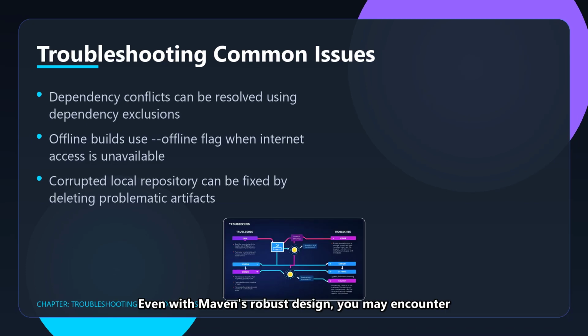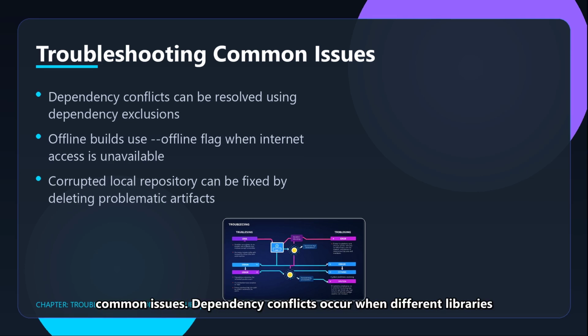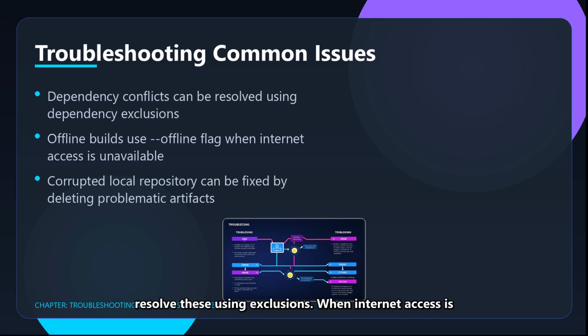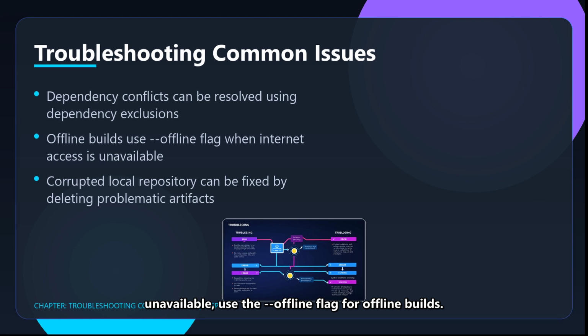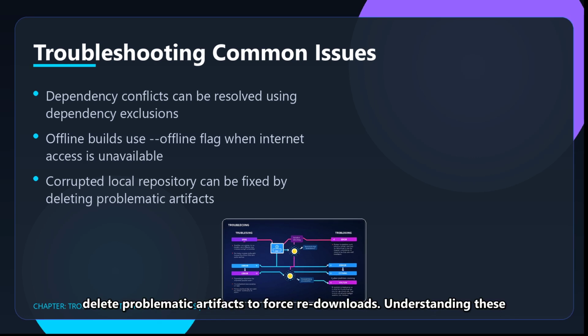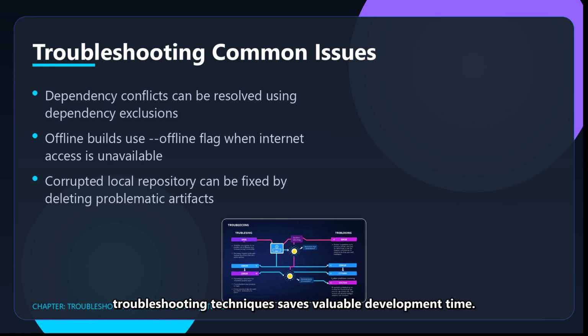Even with Maven's robust design, you may encounter common issues. Dependency conflicts occur when different libraries require incompatible versions of the same dependency. Resolve these using exclusions. When internet access is unavailable, use the offline flag for offline builds. If your local repository becomes corrupted, you can delete problematic artifacts to force redownloads. Understanding these troubleshooting techniques saves valuable development time.